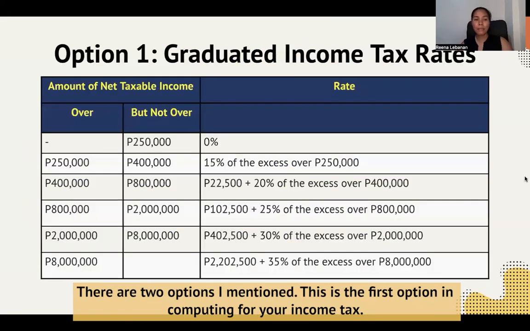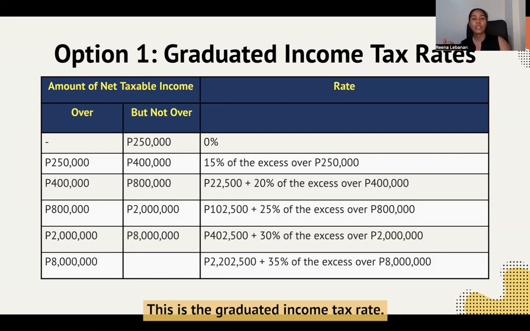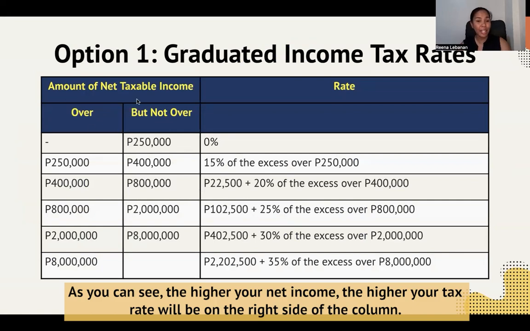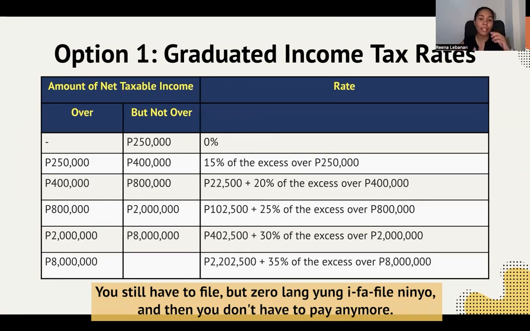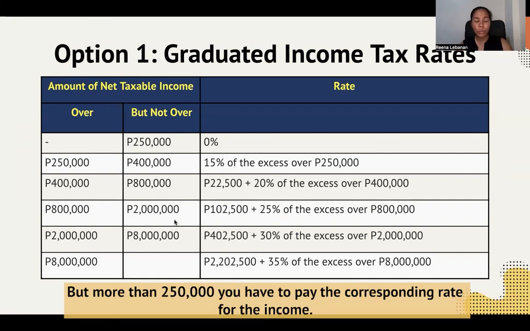There are two options I mentioned. This is the first option in computing for your income tax. So this is the graduated income tax rate. As you can see, the higher your net income, the higher your tax rate will be on the right side of the column. So if you have income less than 250,000 per year, then wala kayong babayaran. You still have to file, but zero lang yung file ninyo and then you don't have to pay anymore. But more than 250,000, you have to pay the corresponding rate for the income.